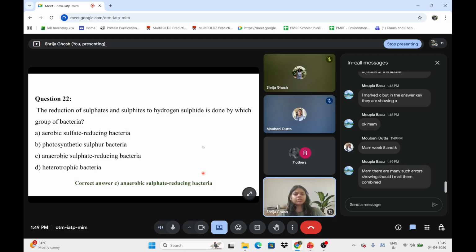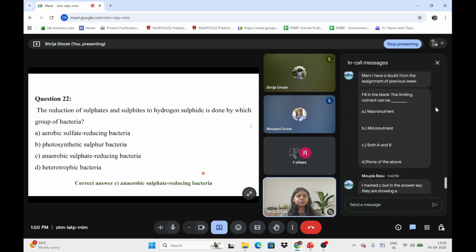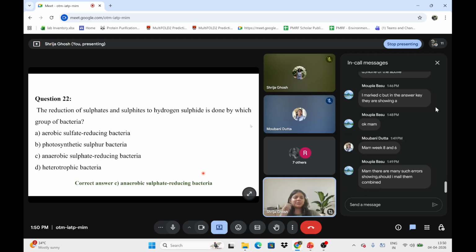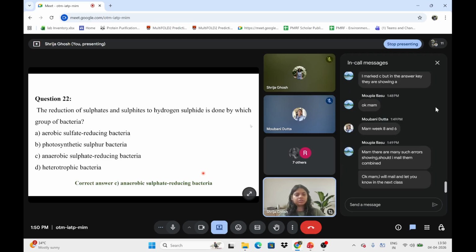For this question, I'll just confirm the answer in the next class. Let me read into it. I don't think it should be only macronutrients, but I don't want to give you a wrong answer, so let me confirm and then get back to you. For the week 8 and 6, for that radioactivity question, for the week 8 question, I think you should mail them.